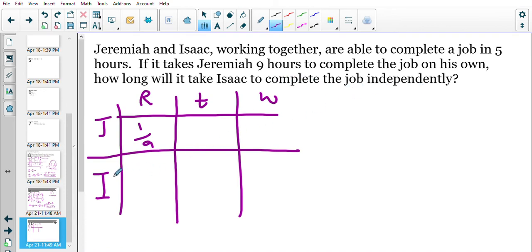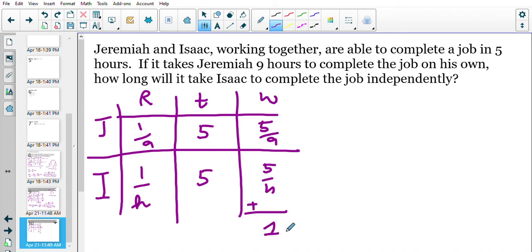So in other words, we don't know Isaac's rate. We know that he would complete the job in H hours. We don't know how long Isaac would take. But working together, they could do it in 5 hours. So if they work together to complete one job, Jeremiah will complete 5/9, and Isaac will complete 5 over H. And altogether, if you add those up, you'll get 1 job completed.